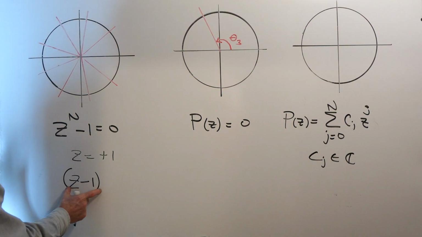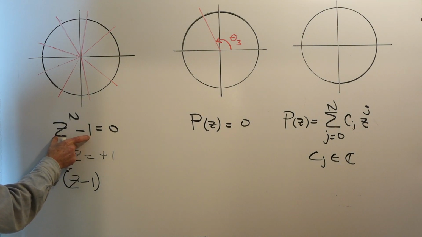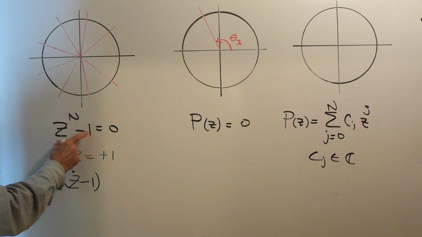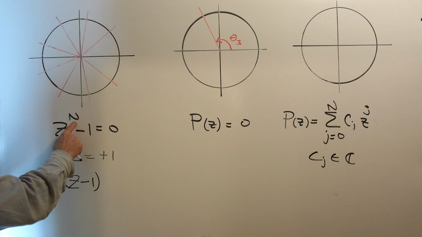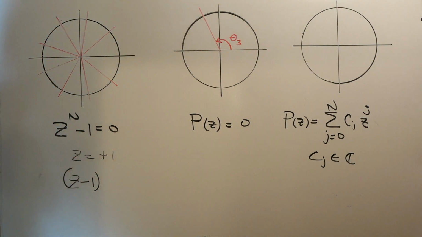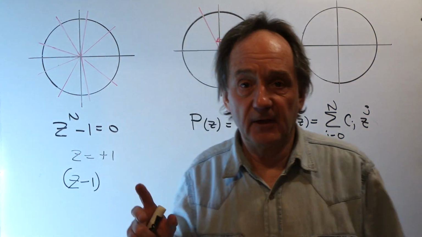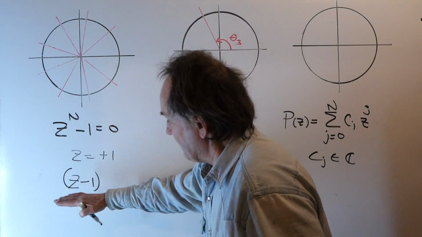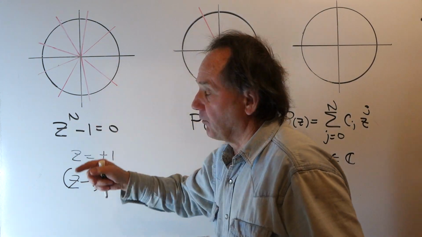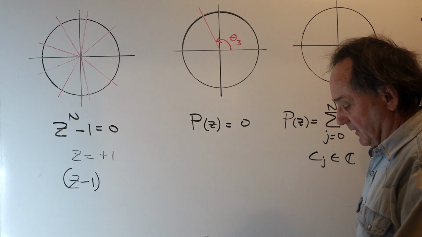And what we could do is take this factor and factor it out of this equation and end up with a depressed equation of order n minus 1, one order less than what we started with. And then that equation, we're guaranteed, will have n minus 1 roots, because we have one root at plus 1, and then the depressed polynomial will have the remaining n minus 1 roots, which we're going to be looking for.